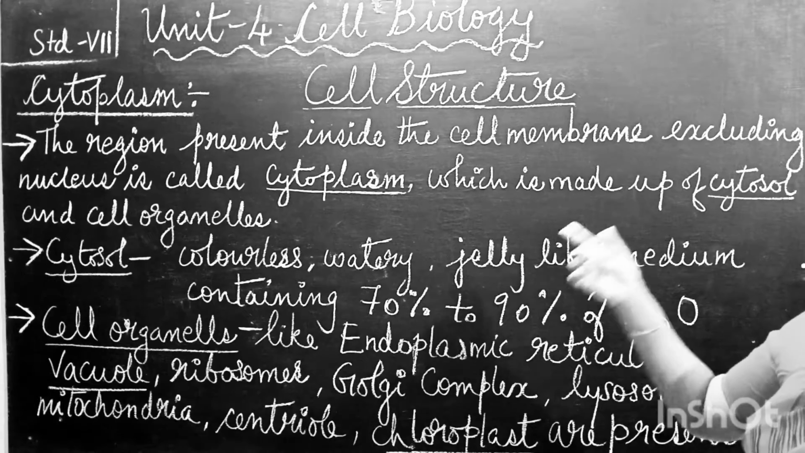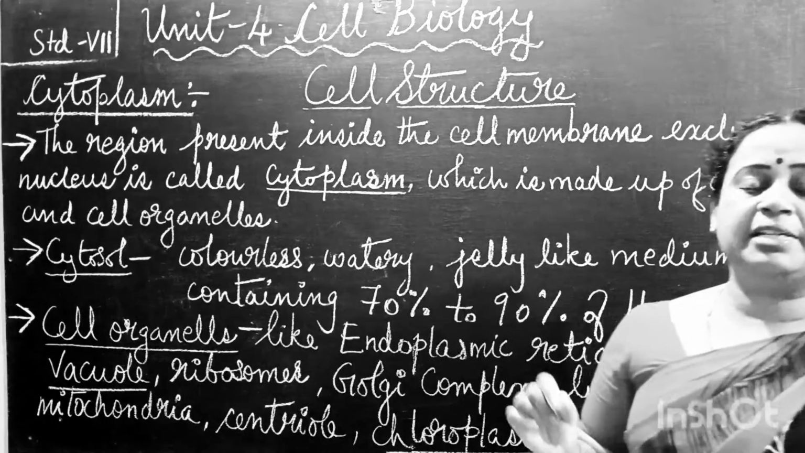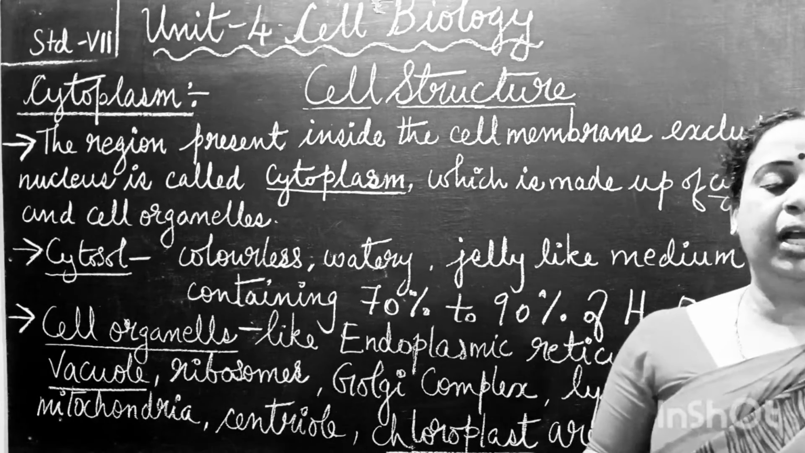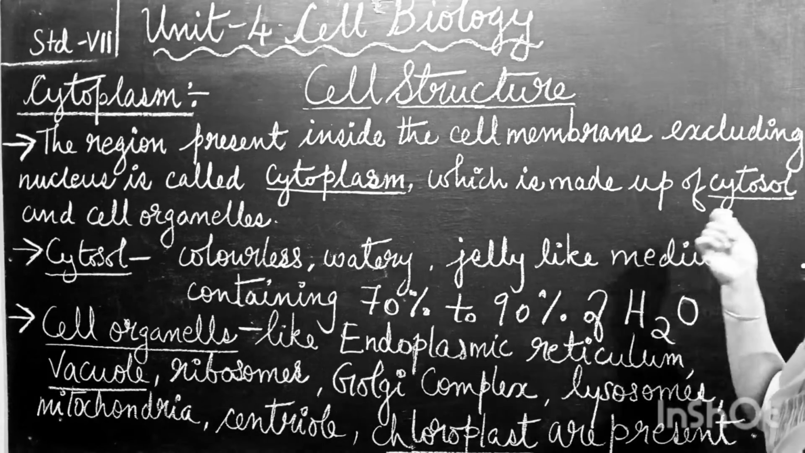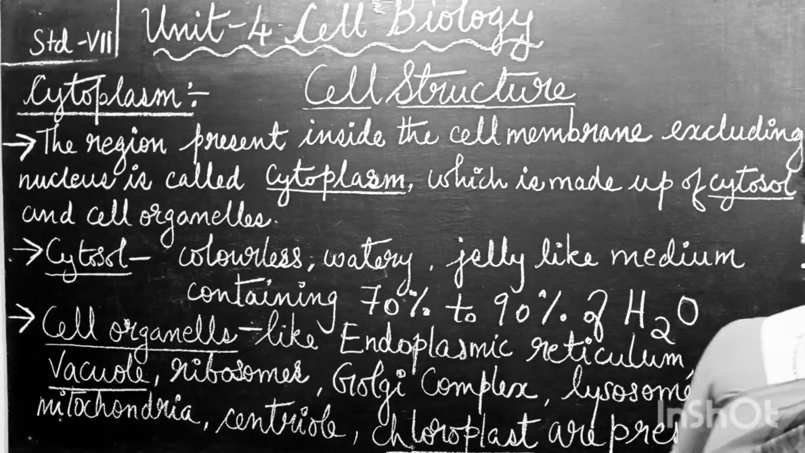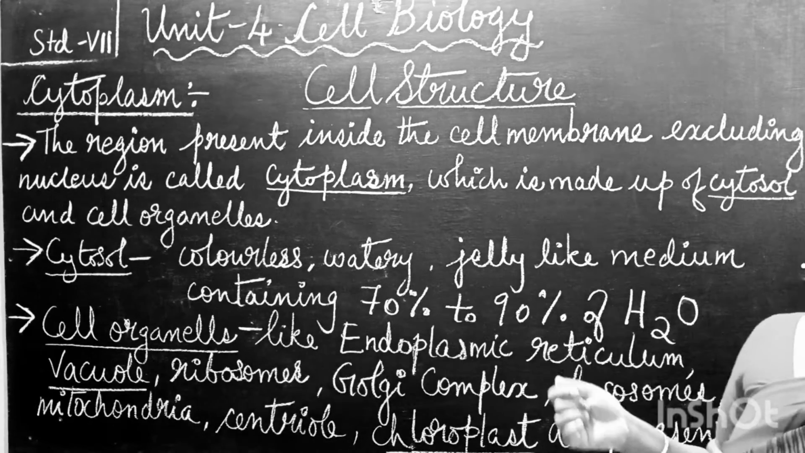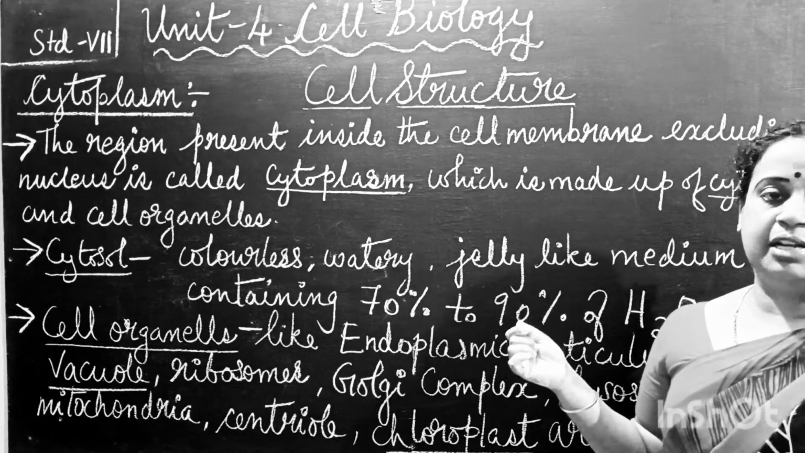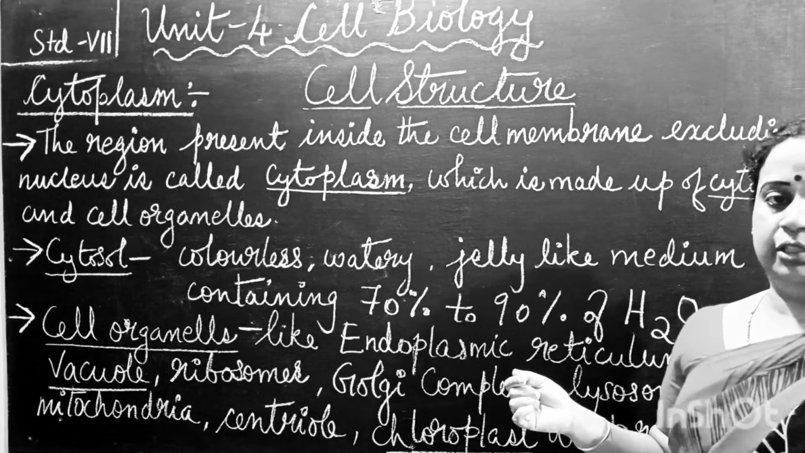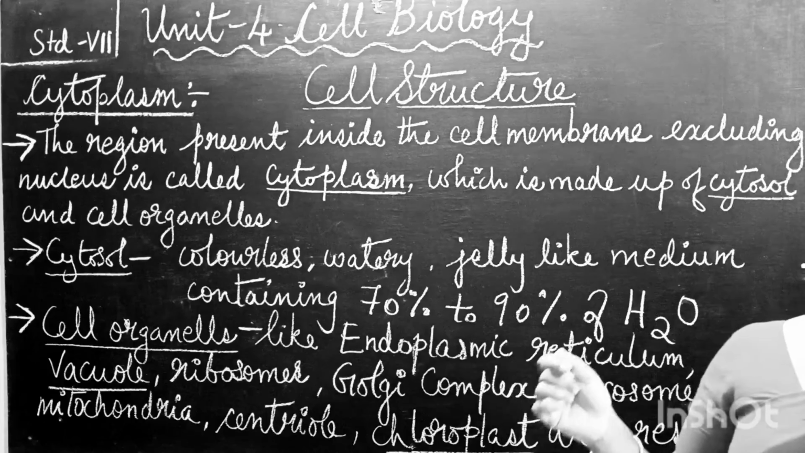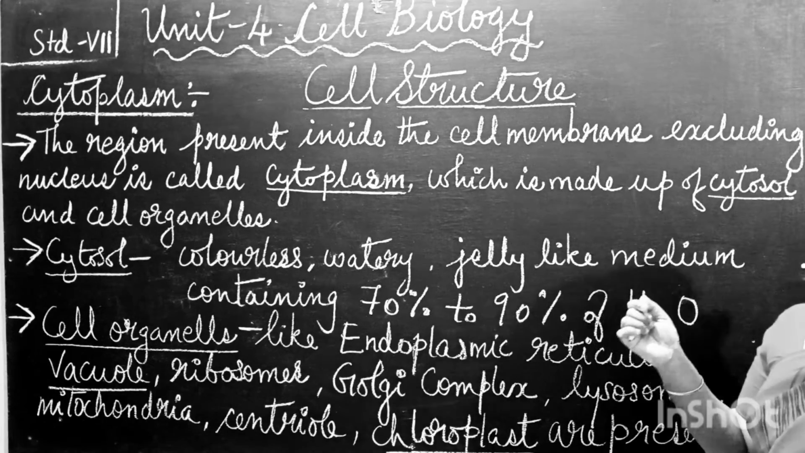I repeat once again, cytoplasm is the region present in between the nucleus and the cell membrane. Cytoplasm contains cytosol and cell organelles. So cytosol is a colorless, watery, jelly-like substance which is made up of 90% of water. I mean 70 to 90% of water will be present in the cytosol.